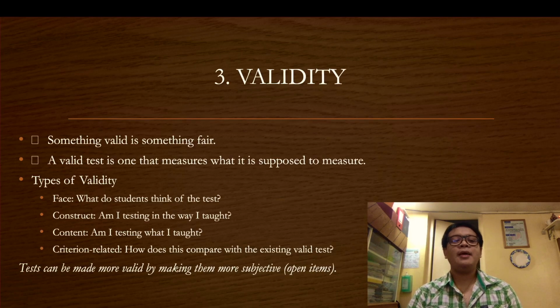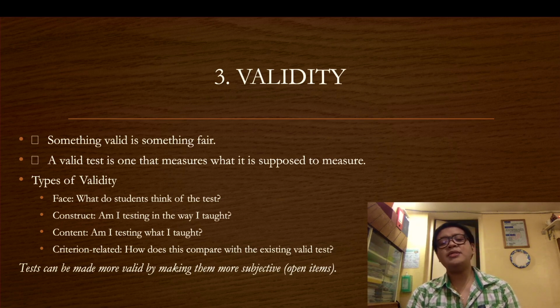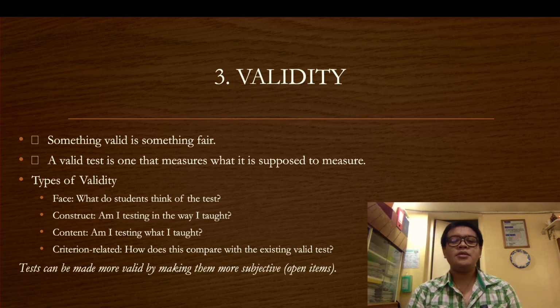Number three, validity. A valid test is one that measures what it is supposed to measure. So what are the types of validity? We have the face, and the question would arise, what do students think of the test? Number two, construct. The question would be, am I testing the way I thought? Number three, the content. The question would arise, am I testing what I thought?